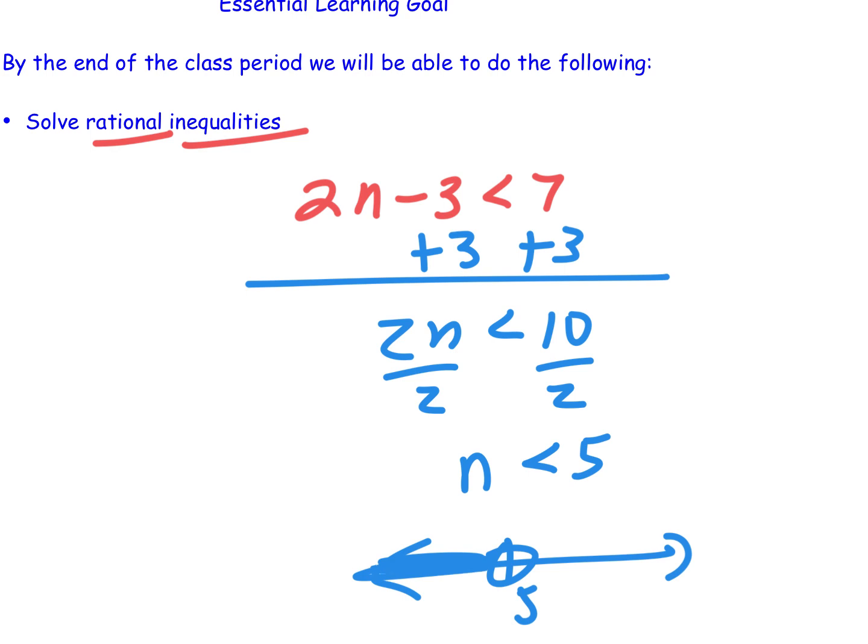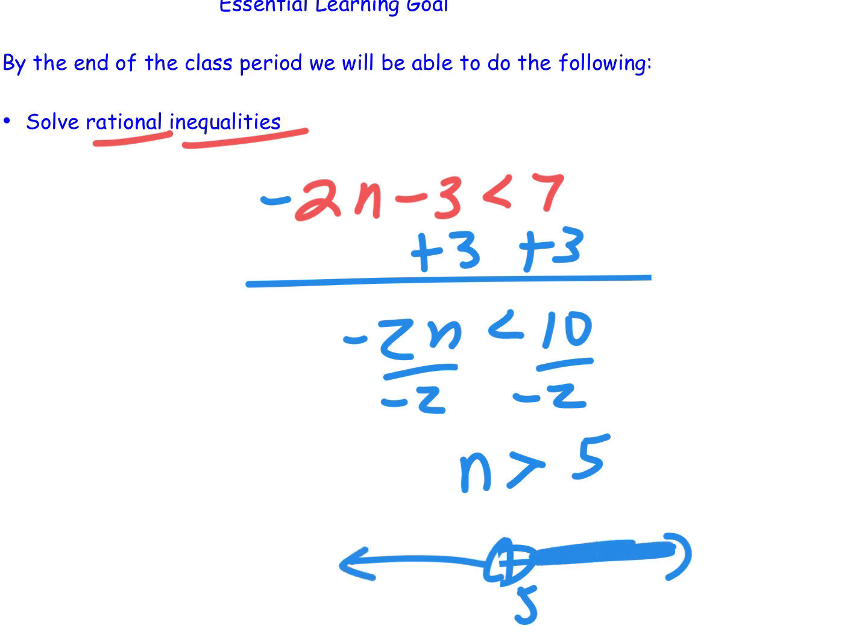Now, what if it had been negative? If it had been negative 2n right here, you'd have to divide both sides by a negative, and then you'd have to switch the sign around. It would have to be greater than 5. So you're thinking, well, yeah, I've seen that before. There's nothing new here. I understand why you'd be thinking that.